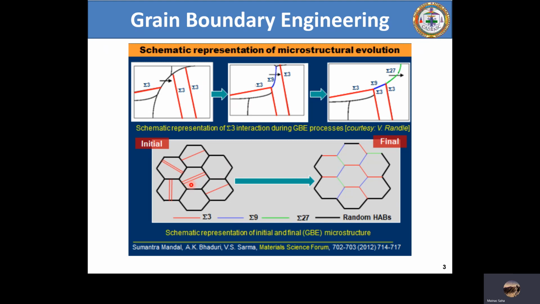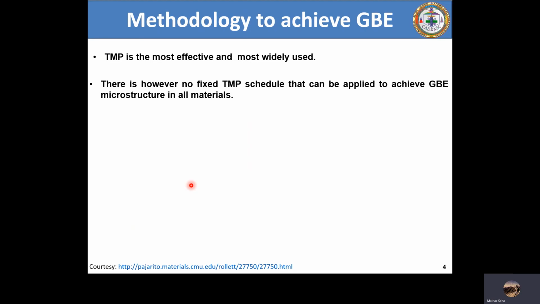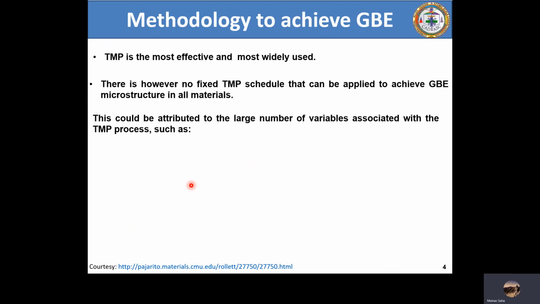With this, let us briefly discuss the methodology to achieve grain boundary engineered microstructures. TMP is the most effective and the most widely used. What is TMP? It is the thermomechanical process. However, there is no fixed TMP schedule that can be applied to achieve GBE microstructures in all materials. This could be attributed to the large number of variables associated with the TMP process, such as material properties. Of course, the first thing that matters is particularly the stacking fault energy, which I already described.